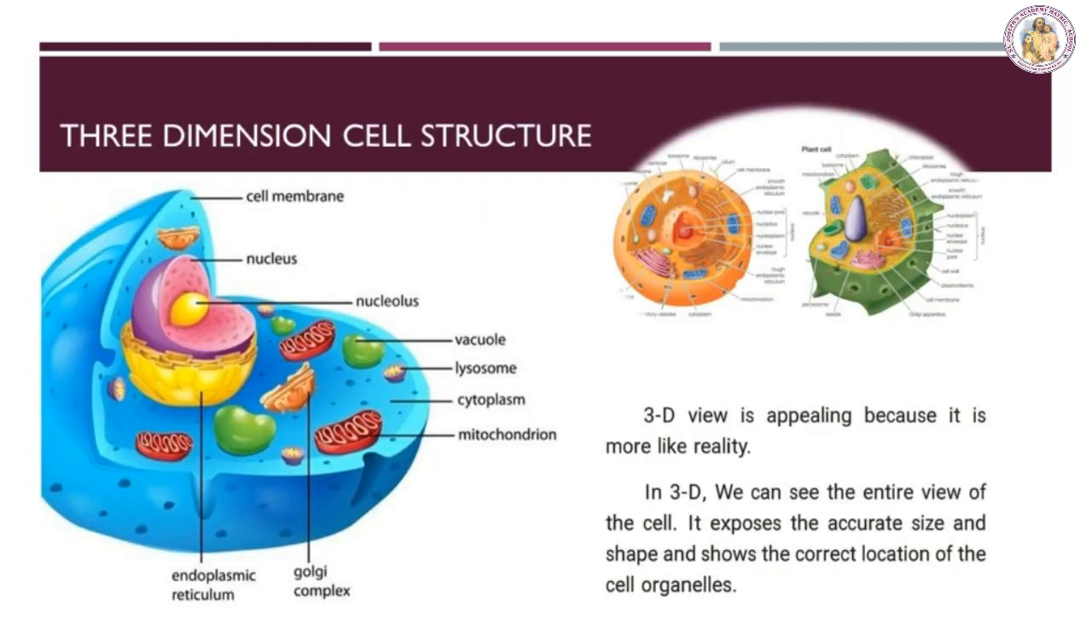Three-dimensional cell structure, which gives the answer of how a cell looks like, what is its shape and size. The cell given in the picture has a three-dimensional view. We can see the three sides of the cell structure. We can also view the size, shape, and location of the organelles of the cell. So 3D view is appealing because it is more like reality. In 3D, we can see the entire view of the cell. It exposes the accurate size and shape and shows the correct location of the cell organelles.